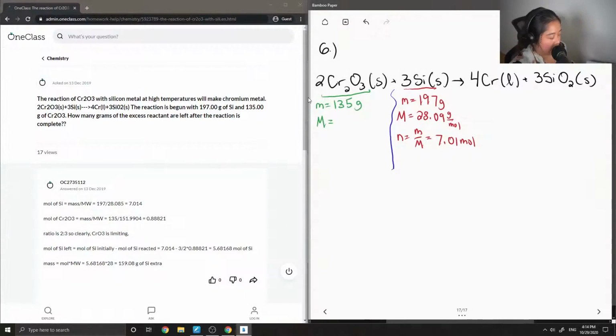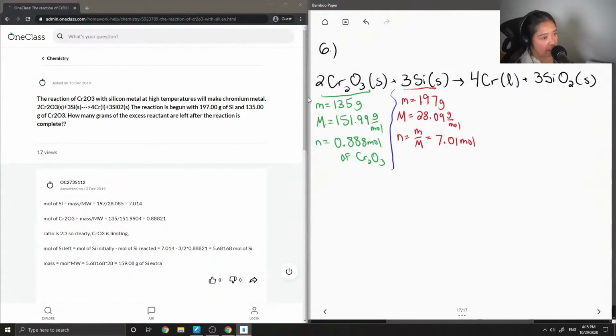Its molar mass is 151.99 grams per mole. Then if we calculate the number of moles involved in this reaction, you only get 0.888 moles. Okay, so we look at the number of moles for both of these, but we also want to take into account the mole ratios in the balanced reaction.